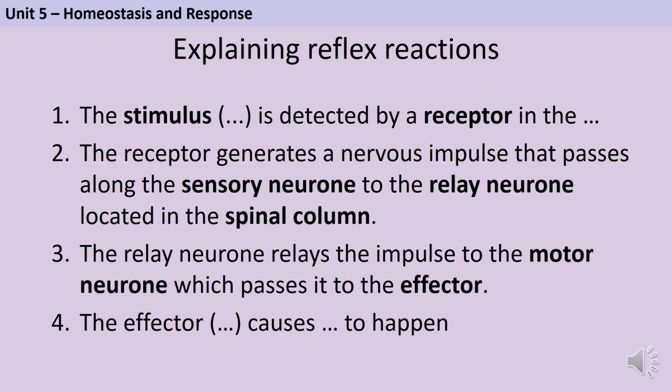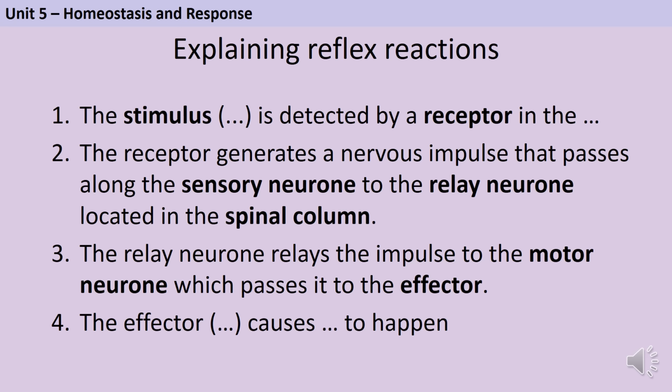You need to be able to discuss how a reflex reaction works. So firstly, there's a stimulus. That's the thing that makes the reflex reaction happen. What has changed in the environment? So say you could have the stimulus, which is a change in temperature, is detected by a receptor. So for a temperature change, it would be in your skin cells. For light, it would be in the retina cells of your eye.